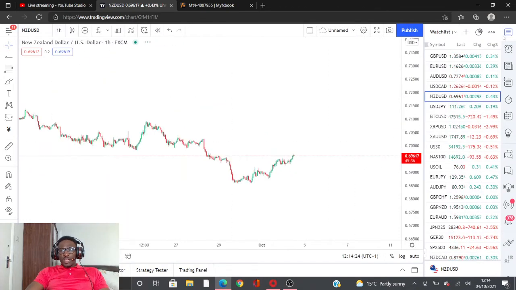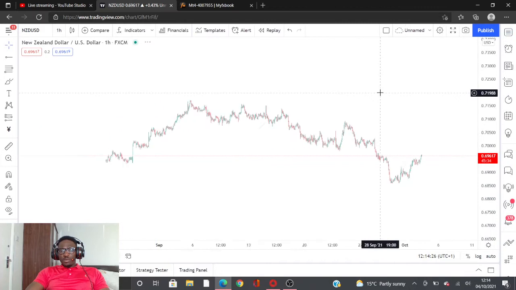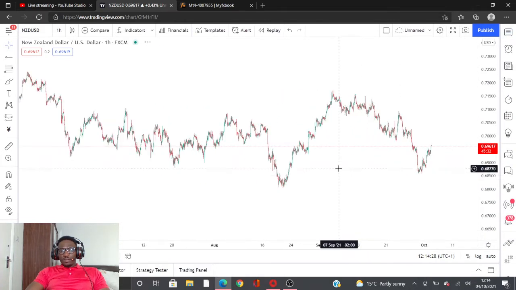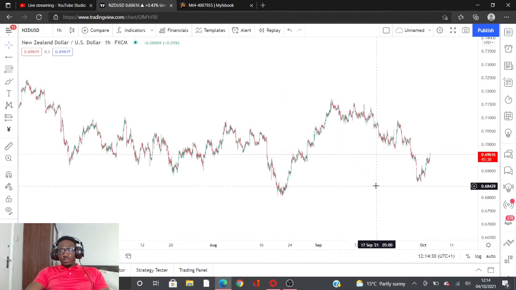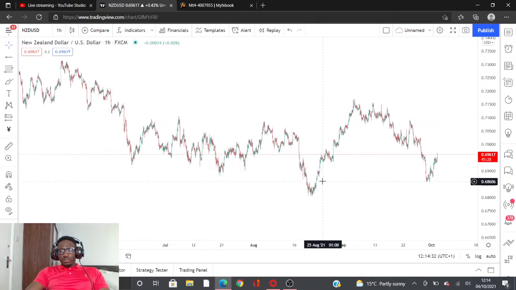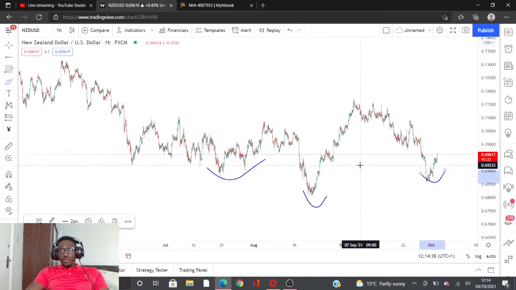In terms of lower time frames, do we have any trading opportunity on a lower time frame? Not really. I mean, you can look at this as a potential reverse head and shoulders, and you can expect this market to at least go up and make another high. That's probably the only thing I would say.